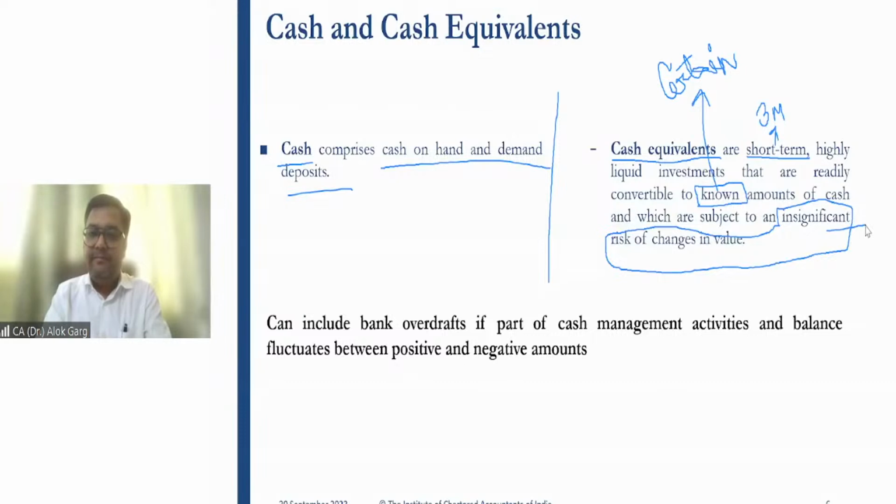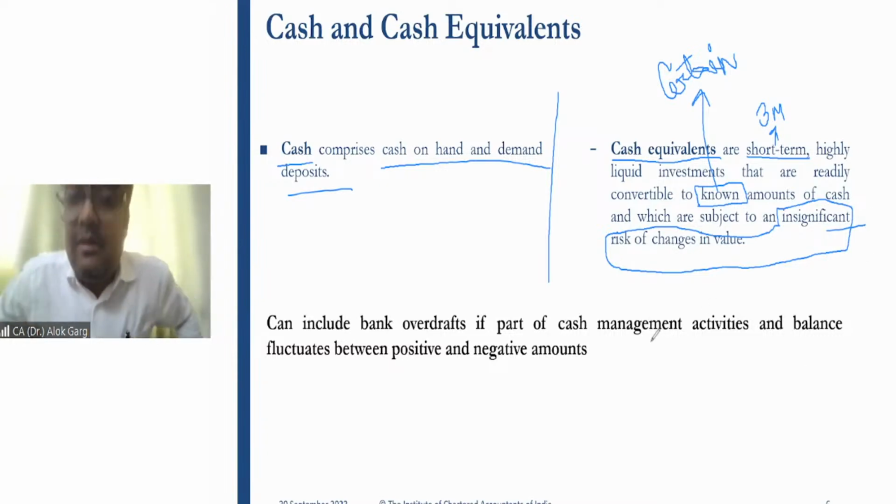Is that clear? So friends, cash includes cash on hand, demand deposits, cash at bank, right? This is known as cash. Cash equivalent means short-term, highly liquid investments which can be readily convertible into known amounts of cash and which are subject to an insignificant risk of change in value. Like a fixed deposit for 3 months is a cash equivalent. A fixed deposit for 12 months is not a cash equivalent. Why? Because it is beyond 3 months. Is that clear?